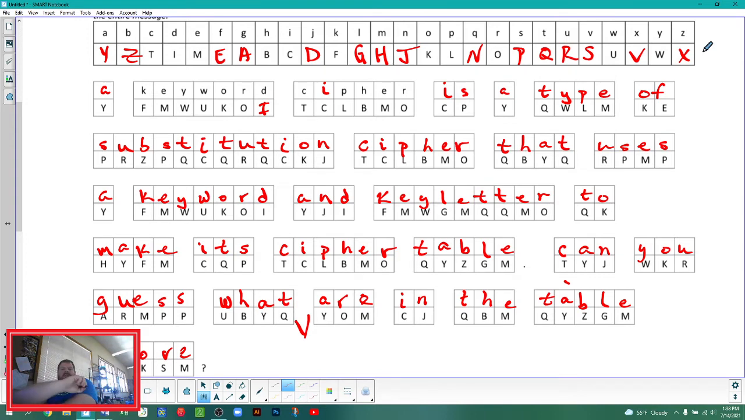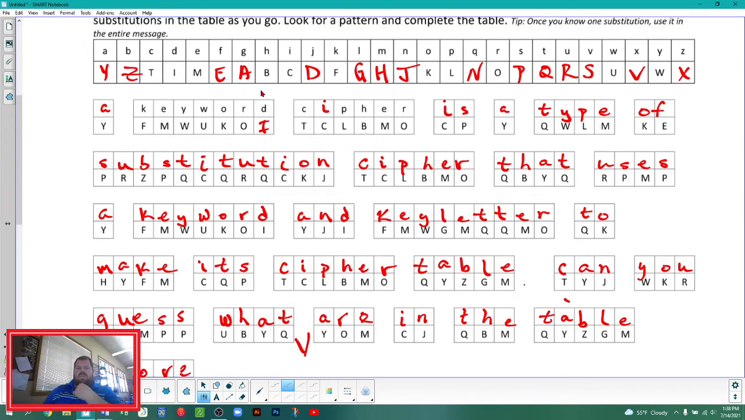any Z's. Okay? So the trick with this, and this is a keyword cipher, which is an interesting way to try to introduce a keyword cipher.